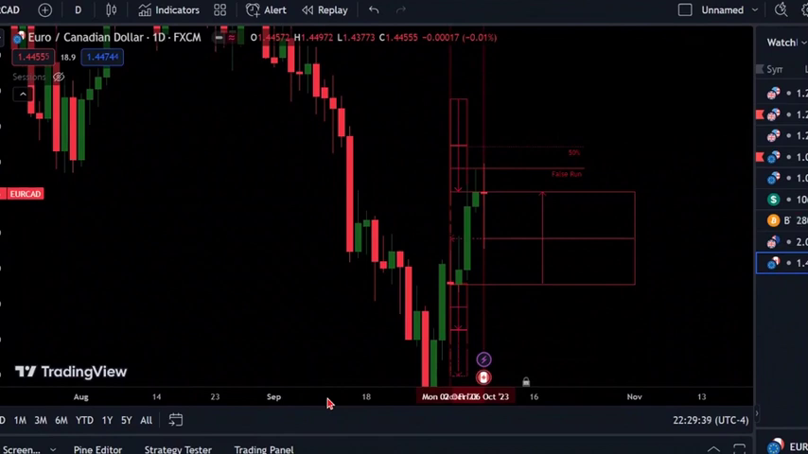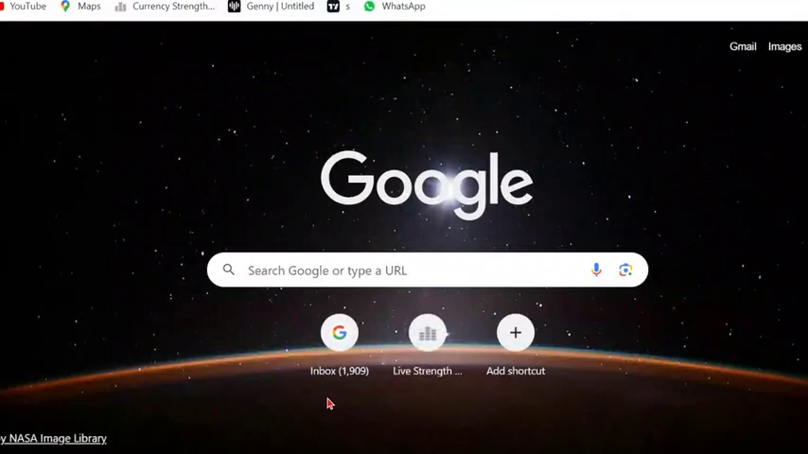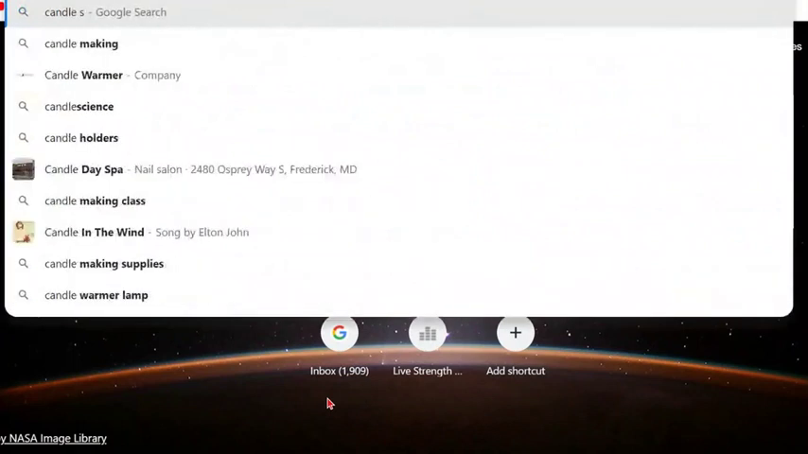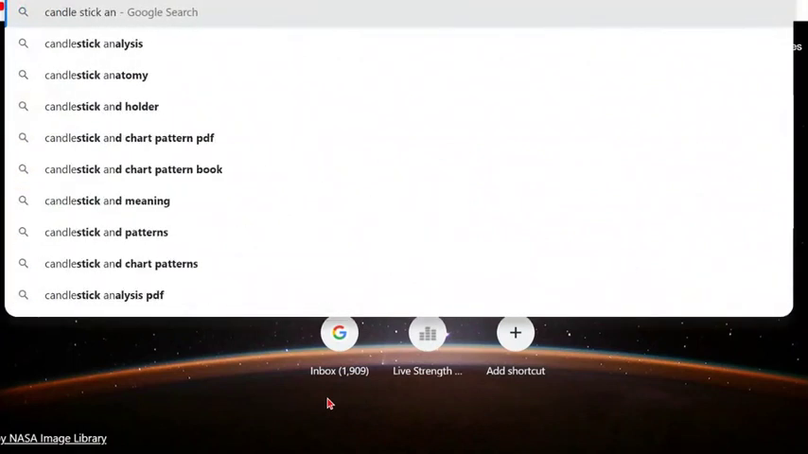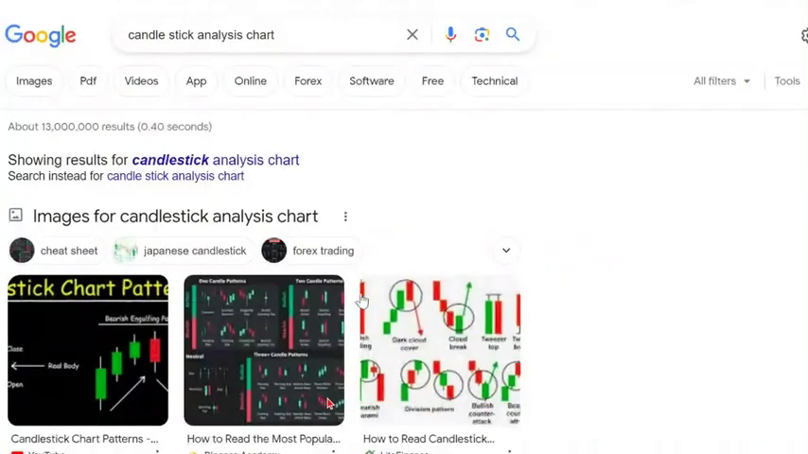This may be something you want to download because I was doing this like the first few months of me learning this stuff back in 2021 August. So go to Google. It's gonna help us predict the next candle. Type in candlestick analysis chart, and then look on the chart and tell me what kind of candle that is. Click on images.